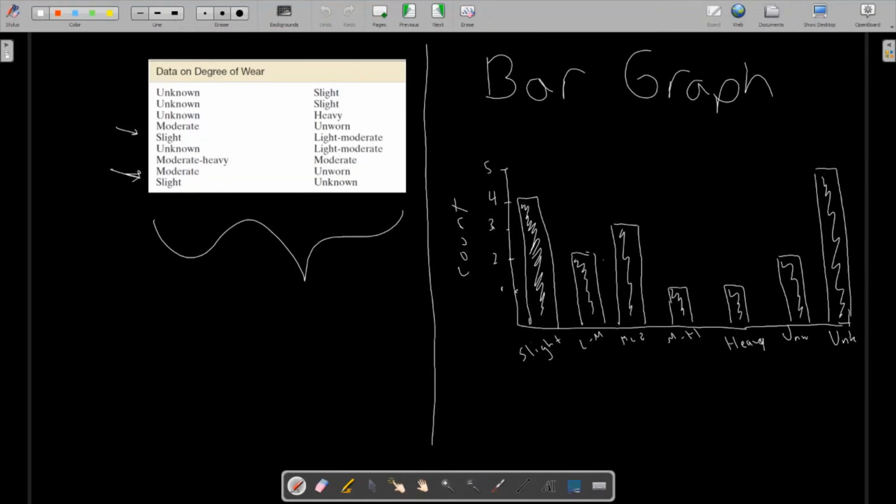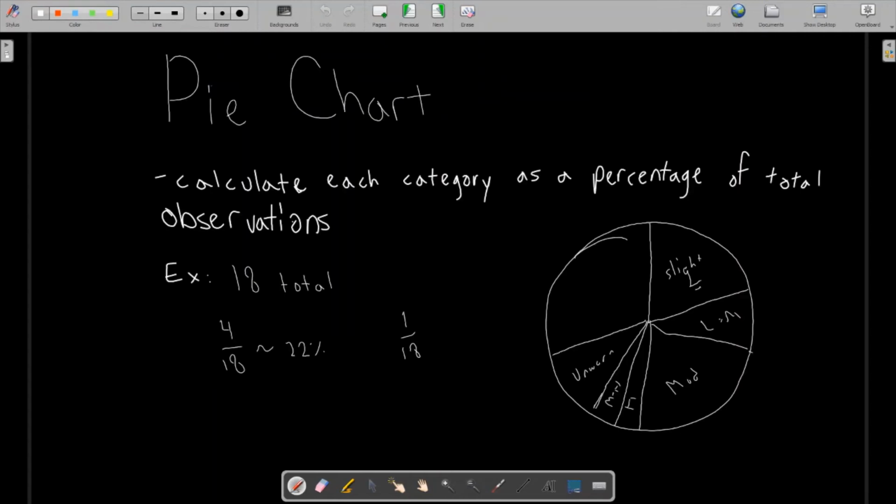And unknown has a count of 5, and so that will make up the rest of the pie chart because there were no more categories. 5 out of 18, and as we would expect, its slice is the biggest of all the slices in the pie chart as it has the biggest count.